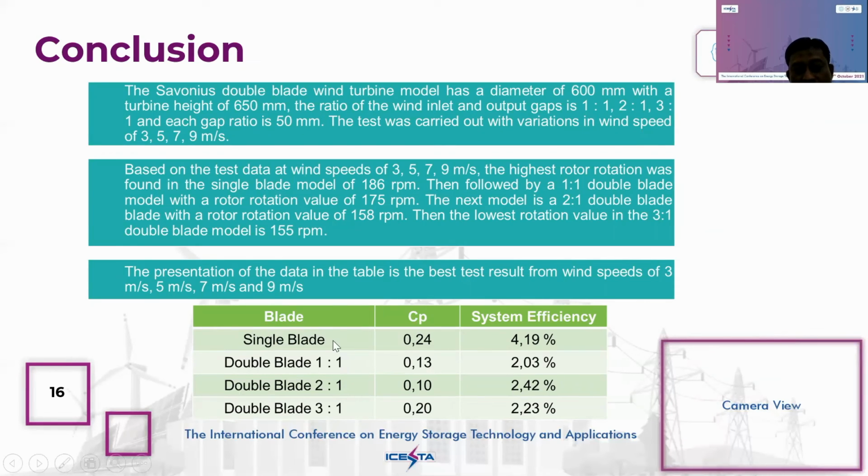We have the single blade, with coefficient of power 0.24 and system efficiency 4.19%. Double blade 1:1 has coefficient of power 0.15 and system efficiency 2.03%. For the double blade 2:1, coefficient of performance 0.1 and system efficiency 2.42%. And finally, double blade 3:1 ratio has coefficient of performance 0.2, and system efficiency 2.23%.